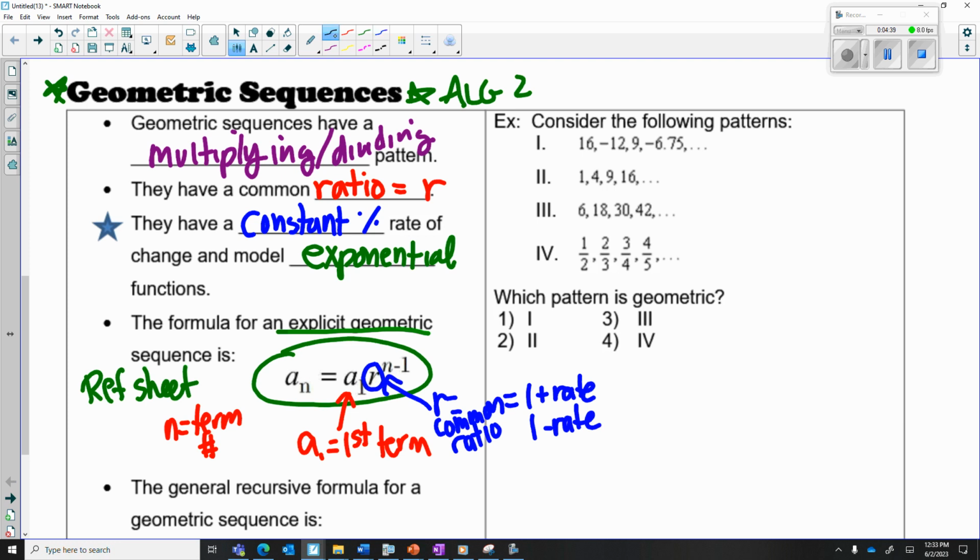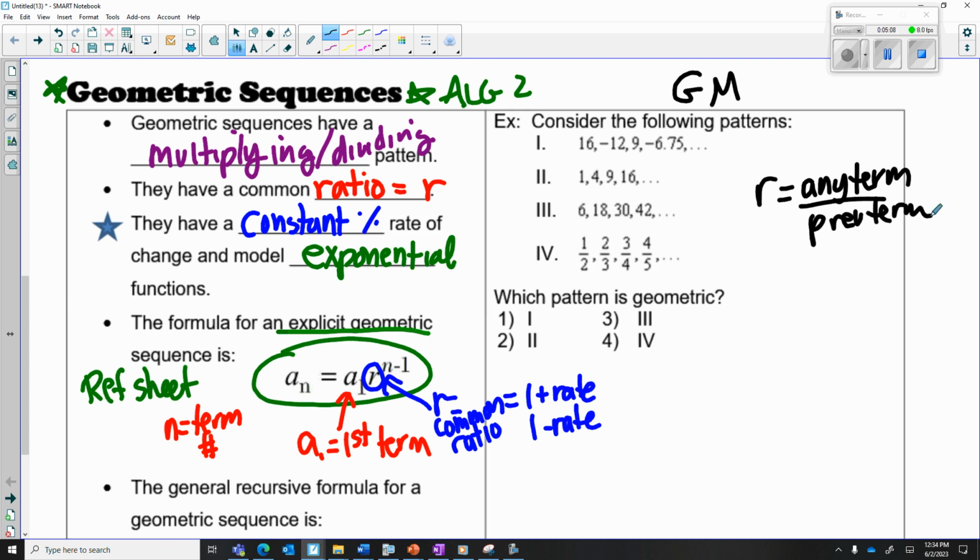All right, so now here's some examples. So the first one says, consider the following patterns. Which of the following is geometric? So we're looking for a multiplying pattern. So I want you to think GM, geometric multiply. So check it out and see if there is one that has a constant ratio, a common ratio. Now the way that you can find the common ratio r is you can just take any term and divide by the previous term.